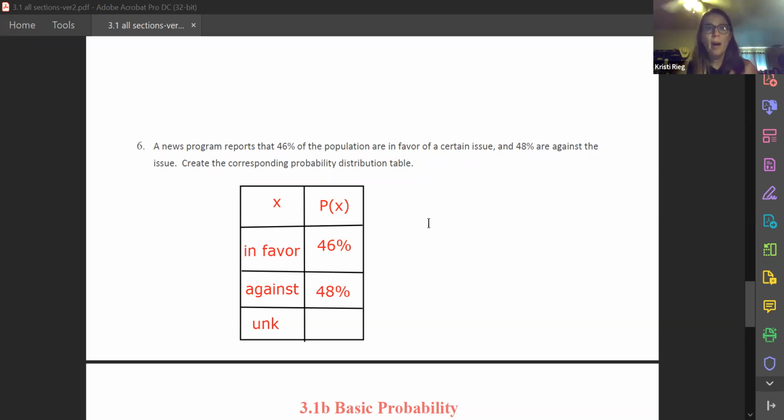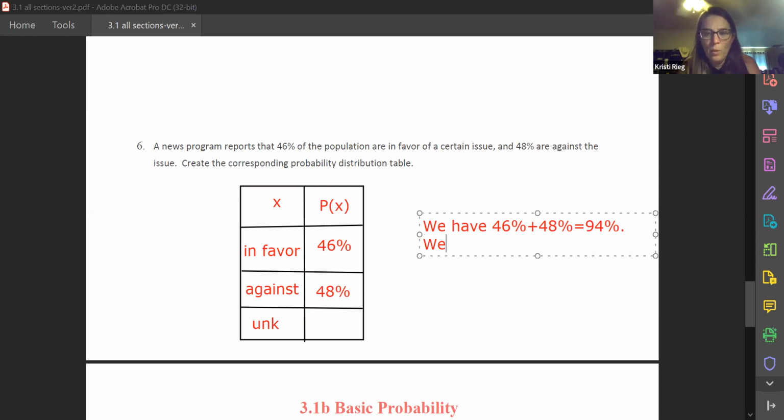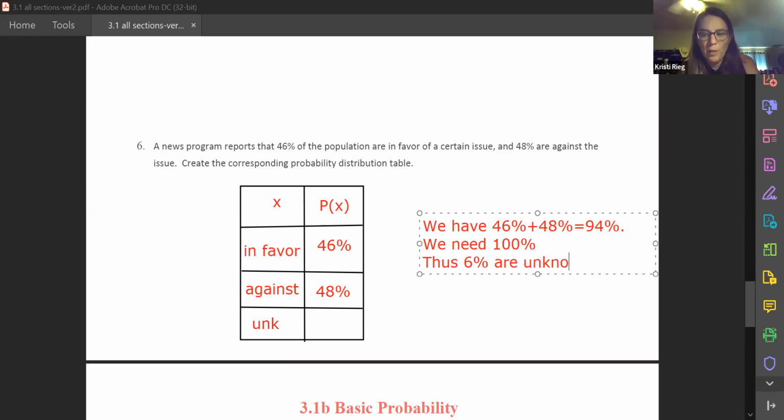Okay, so the probability has to equal 1, which is the same thing as 100%. And right now I have 46 plus 48, which is 94%. So I'm just going to kind of narrate this over here. We have 46%, just in case you're at home and you're like, where are these numbers coming from? Which equals 94%. We need 100%. Thus, 6% are unknown or undecided. I already wrote unknown over there, so I'll put that.